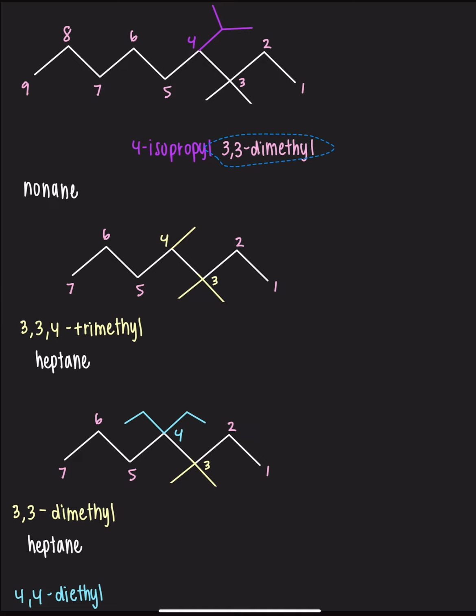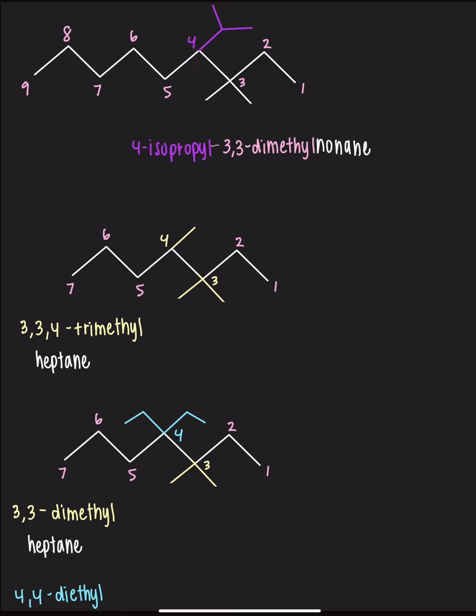And how many carbons is nonane? Well, on this, you can't have a space. And then here I have to actually put a dash. And there you go. That's it. That's 4-isopropyl-3,3-dimethylnonane. Not that bad. Now let's go to the next one.